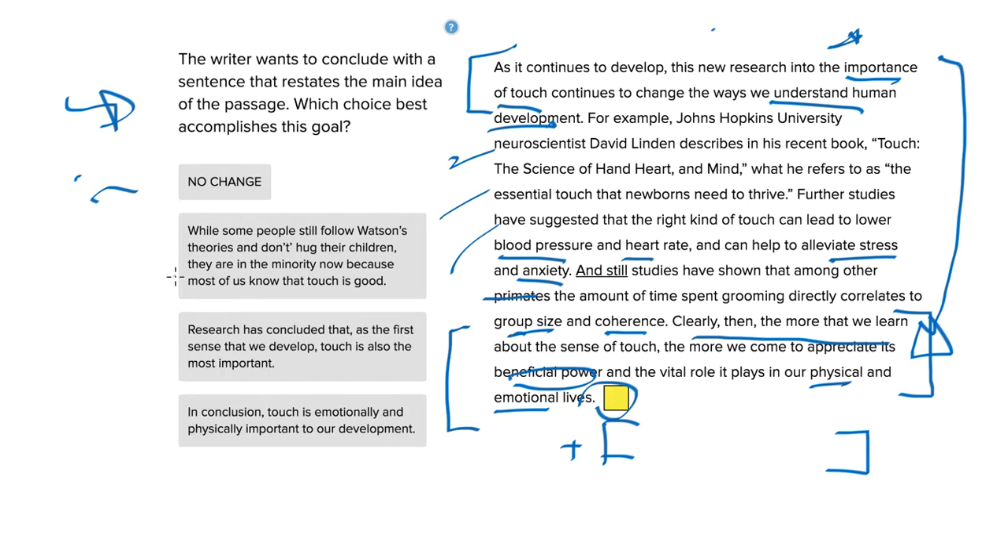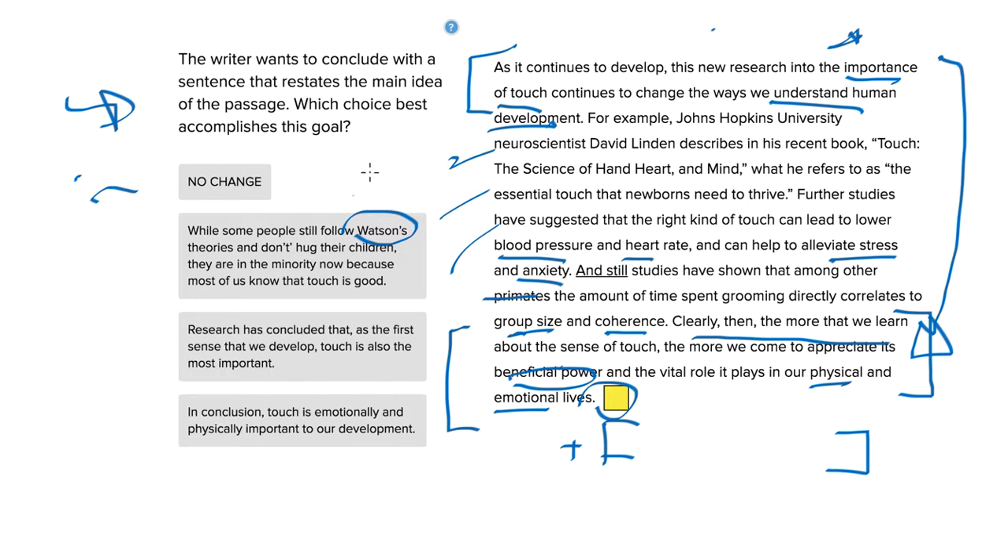Maybe we have a better conclusion following this sentence, though. That is already there, it's already part of it. Let's see if these additions make sense. Answer choice B: while some people still follow Watson's theories and don't hug their children, they're in the minority now because most of us know that touch is good. Well, this seems to be focusing on Watson a little bit too much. We mentioned Watson in the second paragraph, and his name is mentioned in passing in the third, but it's not the main point of the third paragraph.